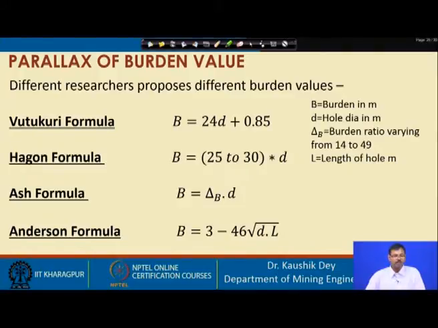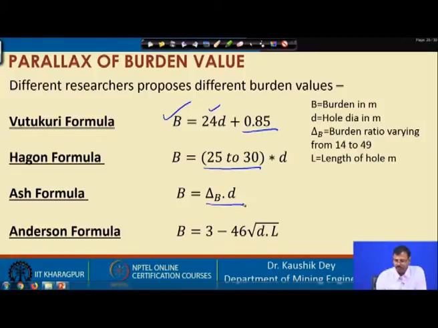But one thing I must discuss: the burden value is the heart of the blast design, so we have to establish the burden value. If you go through the literature, you will find not only the Konya and Langefors-Kirchhoff formulas, but n number of burden value formulas. Say this is the Bhatnagar formula, where burden is 24 d, d is the hole diameter plus 0.85; Hagan's formula is 25 to 30 d; Ash's formula is delta B d, where delta B is the burden ratio varying from 14 to 49; and Anderson's formula is this one.